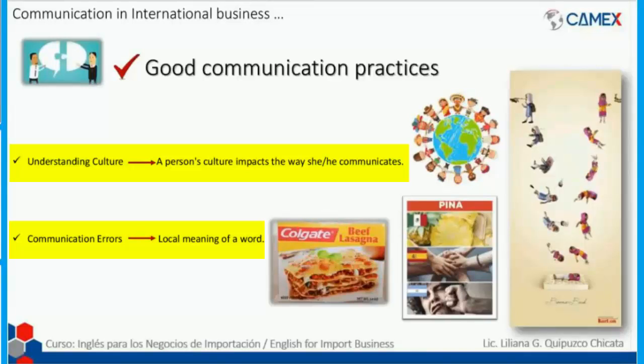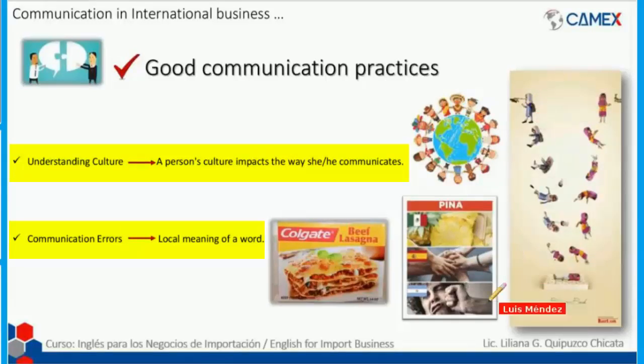So another good communication practice that we must do is to avoid communicating errors. This is really important. This can be focused on the meaning of a word, a local meaning. So we have to do our homework. If we're going to do import or business in general with another country, we have to look at the meaning of maybe the most important words.